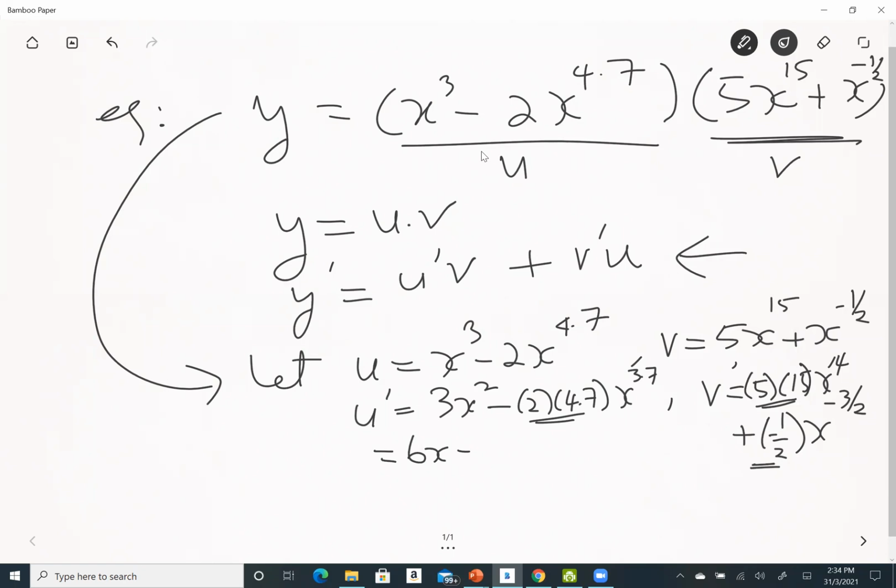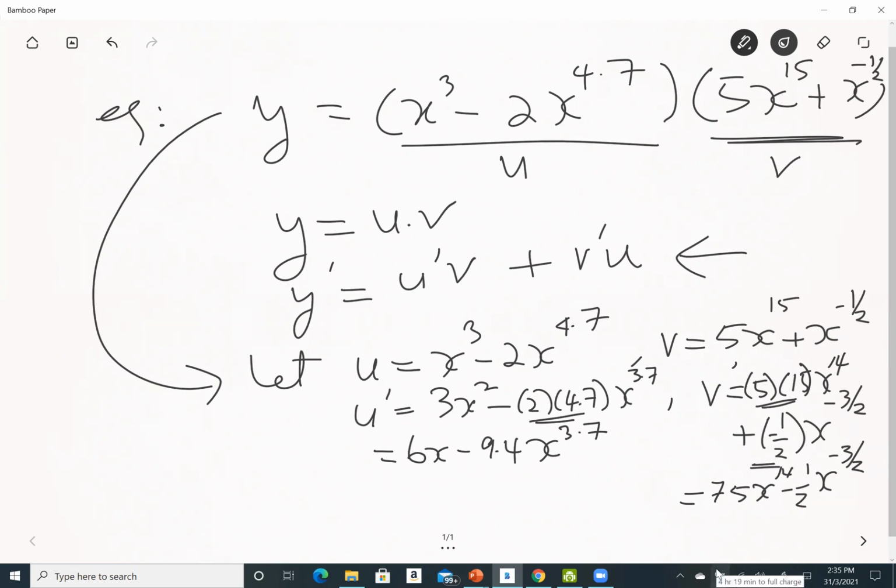Anybody? 9.4, right? Yes. 9.4 x to the power of 3.7. And then v prime, you have 15 times 5, that will be equal to 75. 75 x to the power of 14 minus half x to the power of negative 3/2. So I got everything, so that we can apply the rule to get the derivative.